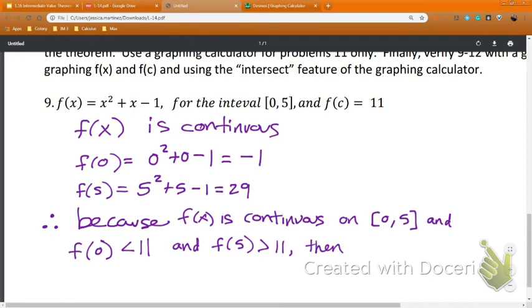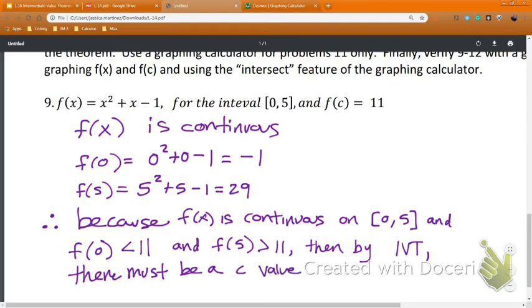Then, by the intermediate value theorem, by IVT, there must be a C value in the interval. So on the interval from 0 to 5, remember this one can be an open interval, where f of c equals 11. Aren't you glad this isn't a heavy topic on the AP test?